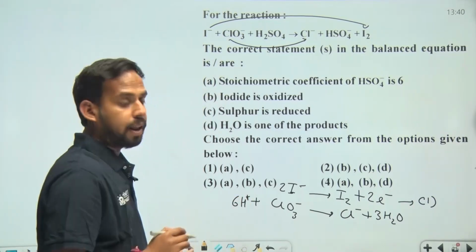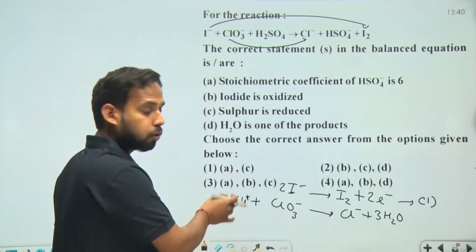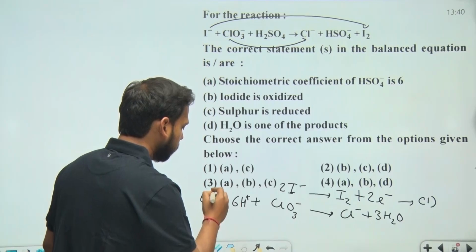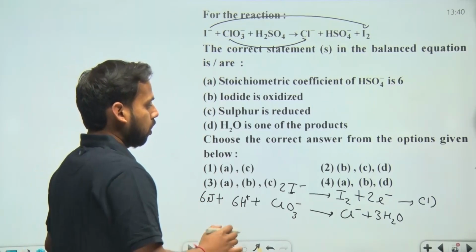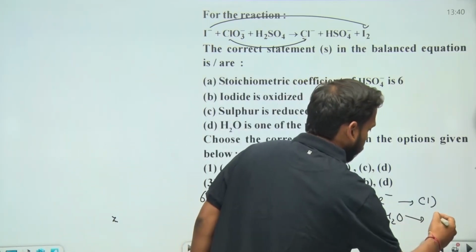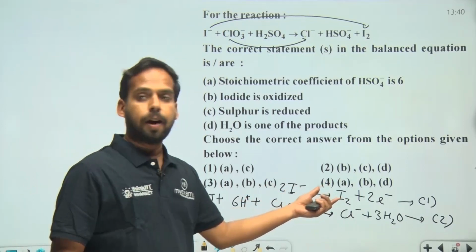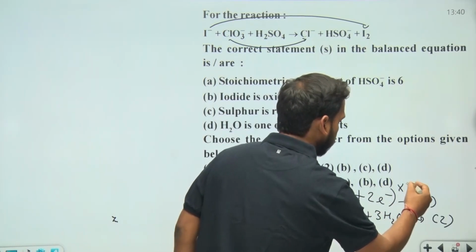And for the charge balance, here it is minus 1, and here it is plus 6 charge. So we will add 6 electrons on this side. So it is becoming our second equation. And for the first equation, we have to multiply it by 3 in order to cancel out.